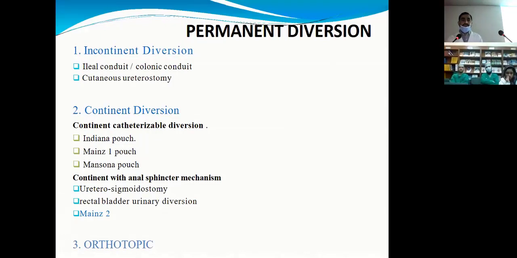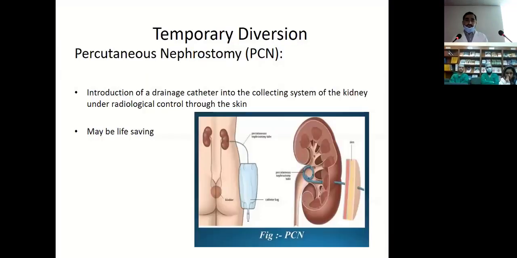The incontinent diversion is further divided into ileal conduit, colonic conduit, and cutaneous ureterostomy. The continent diversion is further subdivided into continent catheterizable diversion and continent with anal sphincter mechanism. The continent catheterizable diversions are Indiana pouch, Mainz pouch, and Mansoura pouch. The continent with anal sphincter mechanism includes ureterosigmoidostomy, rectal bladder urinary diversion, and Mainz pouch 2, and the orthotopic diversion.